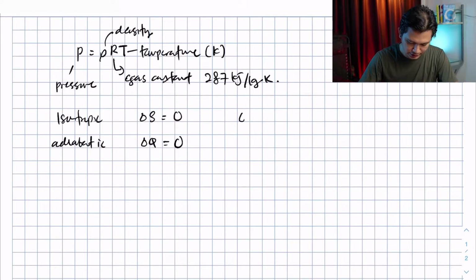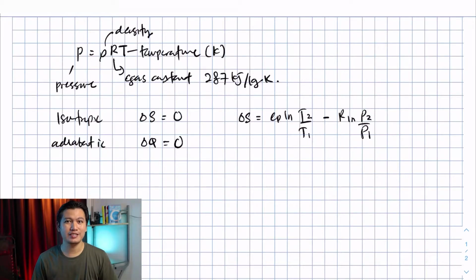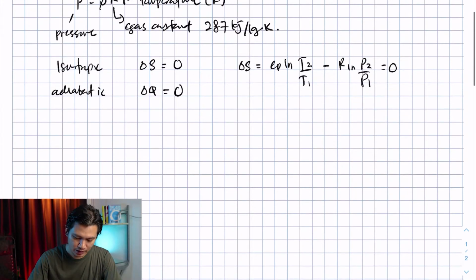So delta S is governed by this equation: Cp ln T2 over T1 minus R ln P2 over P1. I think you have covered this in thermodynamics, so I'm just going to carry on. We agreed that delta S is equal to 0, so now let's see what happens to this equation. We end up with Cp ln T2 over T1 equals R ln P2 over P1.